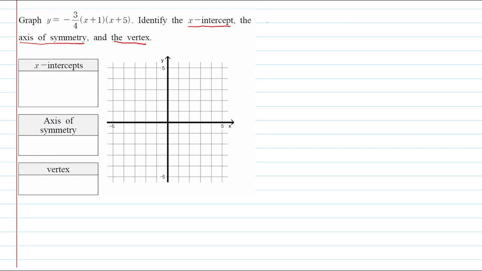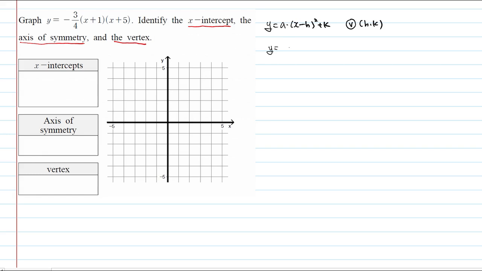Now let's review three different forms. Y is a times x minus h squared plus k. That's called the vertex form. The vertex will be h comma k. And the axis of symmetry, again, don't worry about it. You graph it, you'll be able to see it.